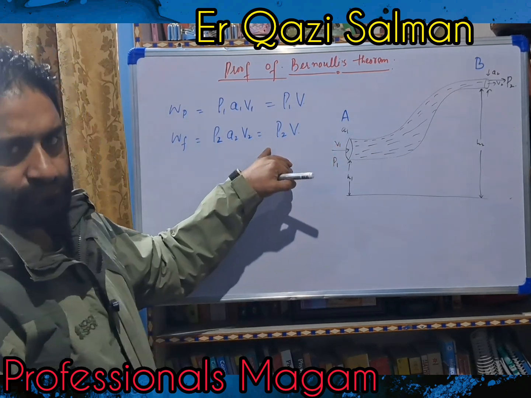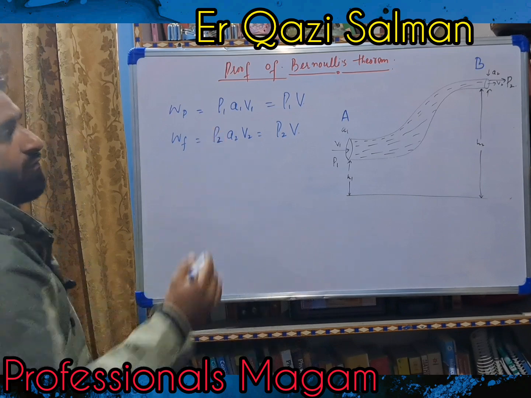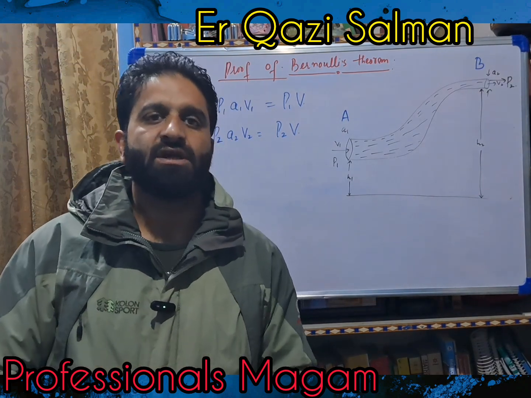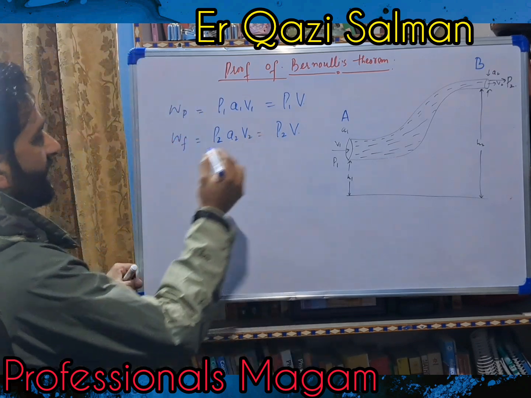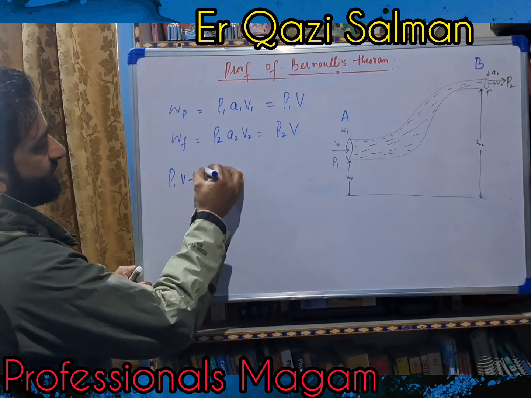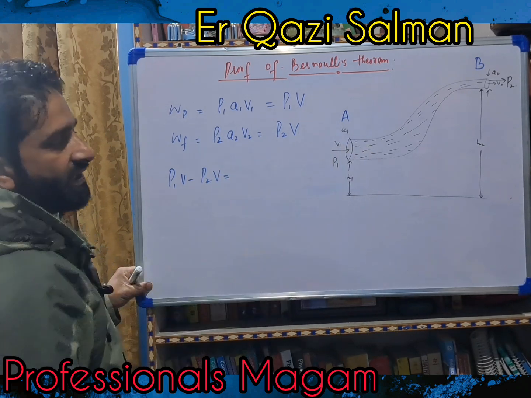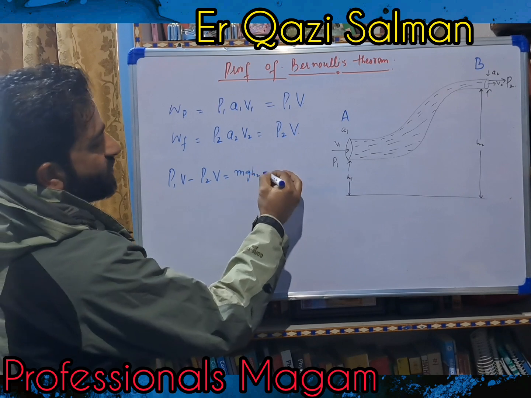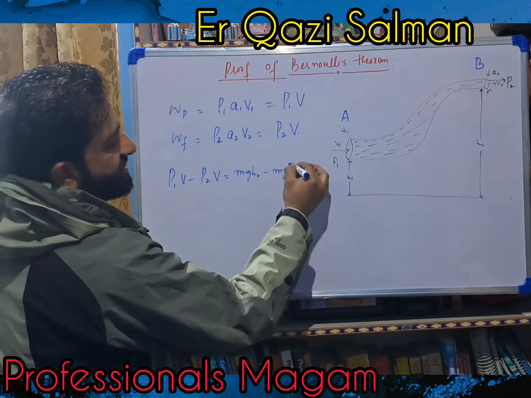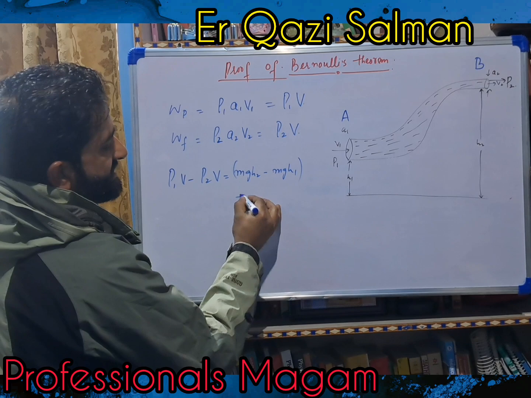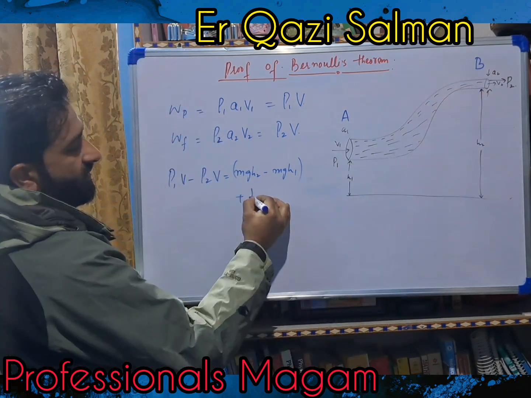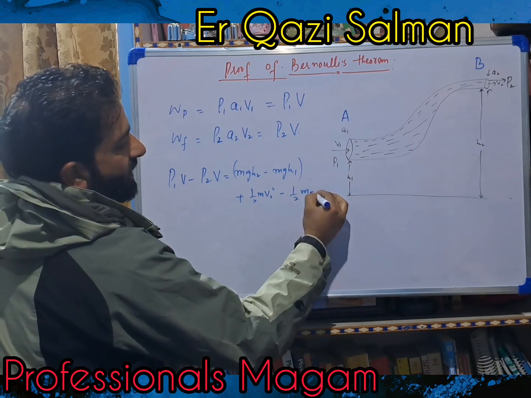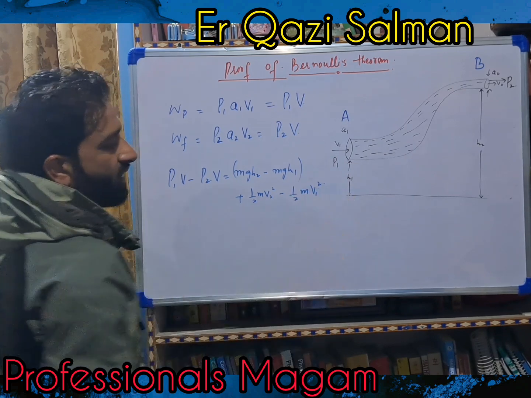So we know that for the proof of Bernoulli's theorem, as already stated, the decrease in pressure energy will be equal to the increase in kinetic and potential energy. That means P1V minus P2V will be equal to the increase in potential energy and kinetic energy. Here the potential energy will be equal to mgh2, and here potential energy will be equal to mgh1. Here kinetic energy will be equal to 1 by 2 m v2 square, and here kinetic energy will be equal to 1 by 2 m v1 square.